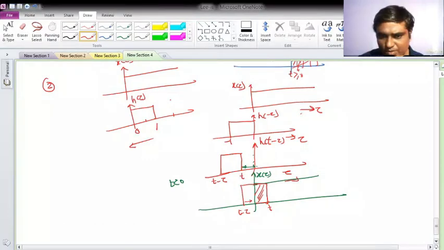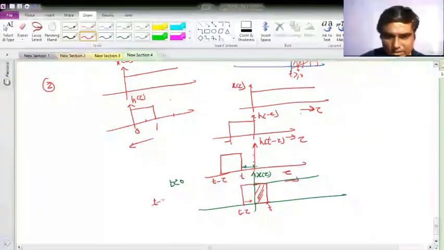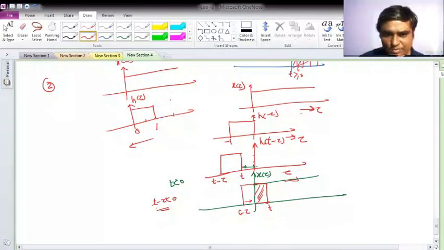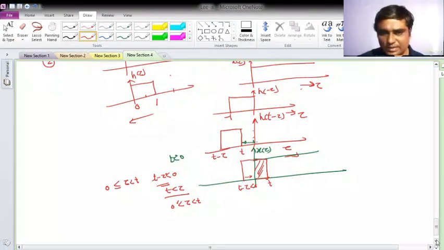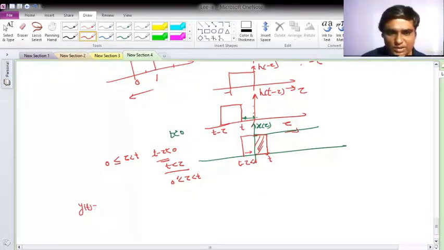Again, if you shift, your overlapping area is 0 to t, right? So up to what time will the overlapping area remain the same? When t minus tau is less than 0, your overlapping area will be between 0 to t. Okay, means what? T is less than tau. Correct, no? So when t minus tau is less than 0, your overlapping area remains the same. Okay, so what is my overlapping area? Now it will be 0 to t. So you can find out y of t, which will be 0 to t. All our magnitude is 1 and 1, so it will be simply t.